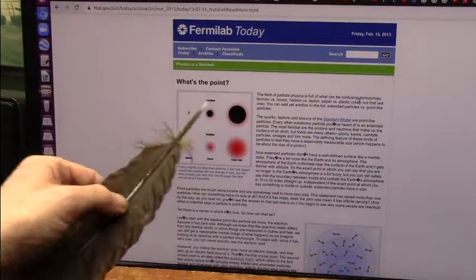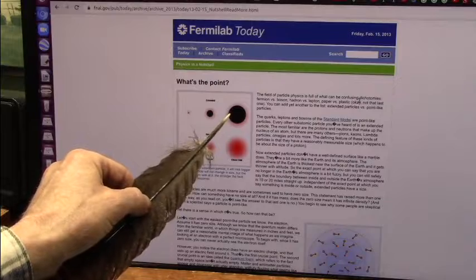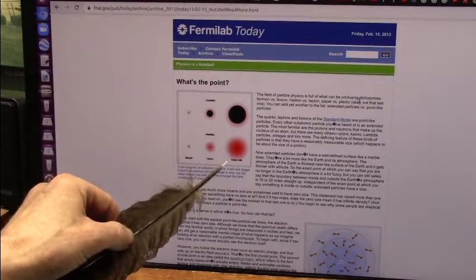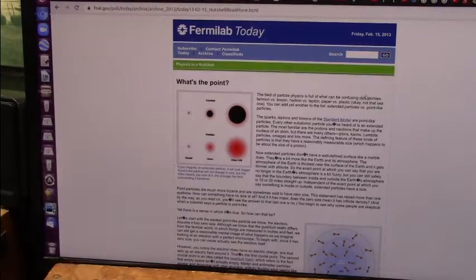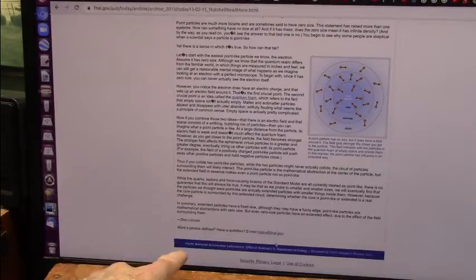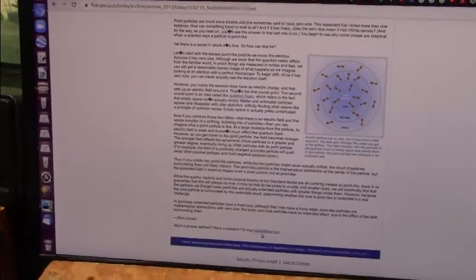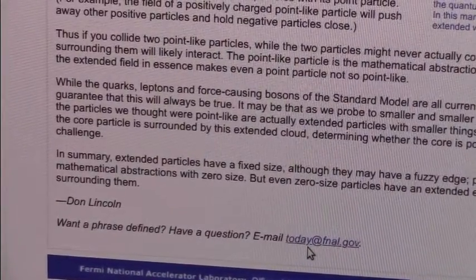Okay, my friends, this is an article by Fermilab, Don Lincoln, about the particles that they are trying to find, the muons and the electron neutrinos, and we have found them. Now, I would hope that maybe you could contact Don Lincoln at this email address and ask him to look into my research, because he's not been receptive. So if you can help me, I would appreciate it.